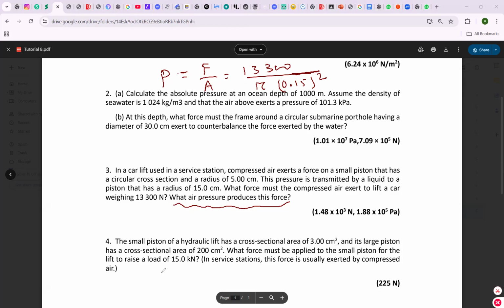What's cross-sectional? If you have this one, this is called cross-sectional area. It means area. This word is typically given to frighten the students. It's simply area.